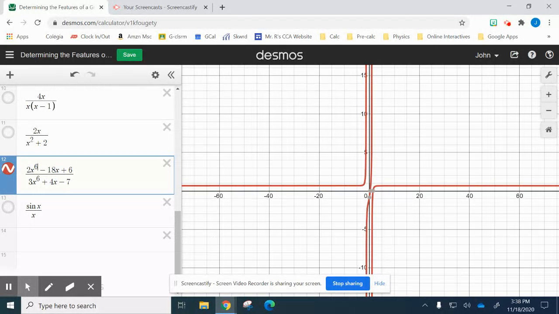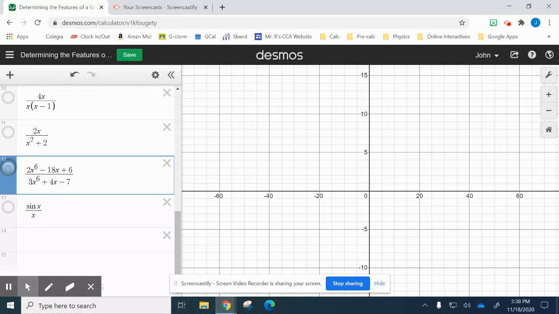The last thing I want to show you is that the function cannot cross a vertical asymptote, but it can cross back and forth over a horizontal asymptote. A sine function is a great example. I'm going to move in. This is the function sine x over x.